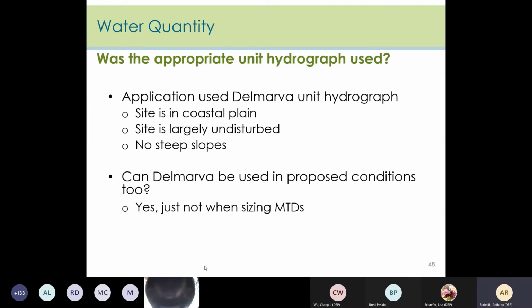The next thing to check is if they use the right unit hydrograph. Well, it's in the coastal plain. They use the Delmarva, so already that's acceptable to me. Using the Delmarva is more conservative.